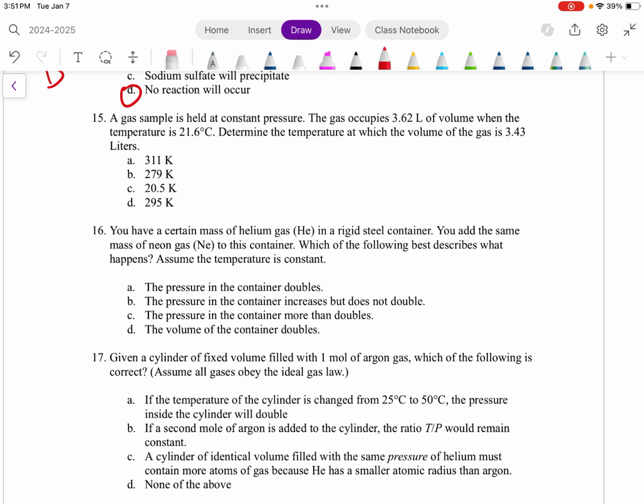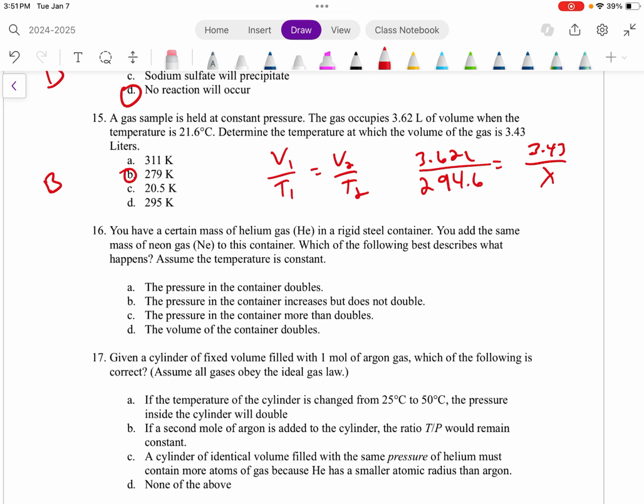So if you remember, we're relating volume and temperature. V1 over T1 equals V2 over T2. Okay? And so you just have to plug in here. So you have 3.62 liters over 21.6 plus 273, so 294.6, okay, equals 3.43 over x, and you solve for x, and you should get 279. Okay.